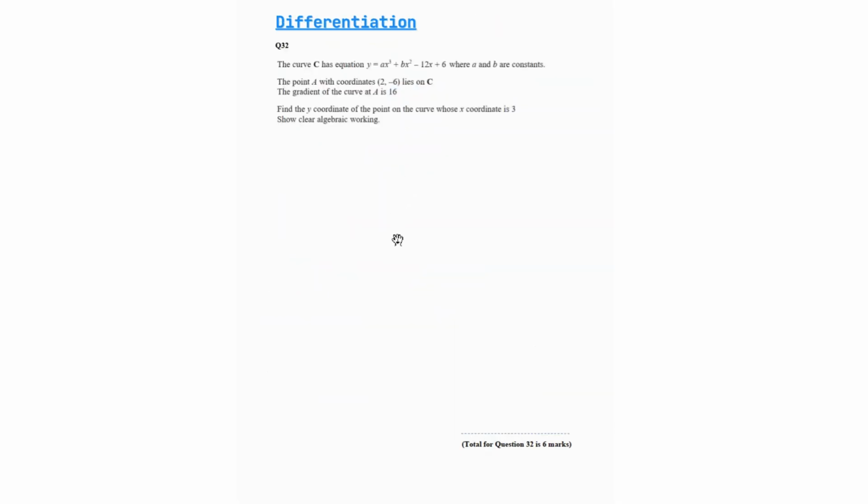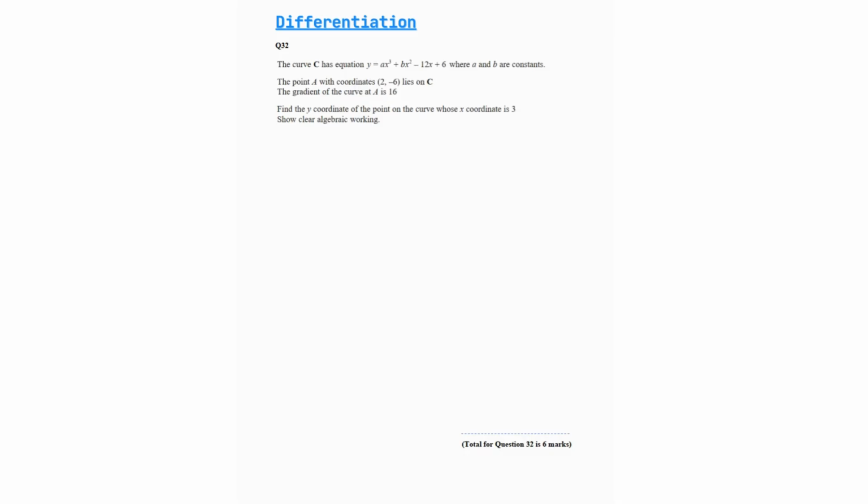Then it says that the curve C has equation y equals to x cubed plus bx squared minus 12x plus 6, where a and b are constants. The point A with coordinates 2, -6 lies on C. The gradient of the curve at A is 16. Find the y coordinate of the point on the curve where the x coordinate is 3.